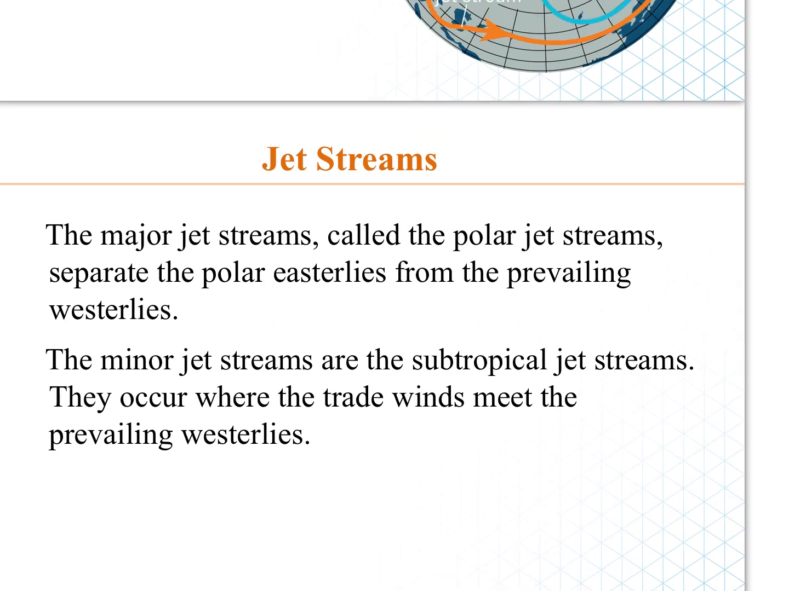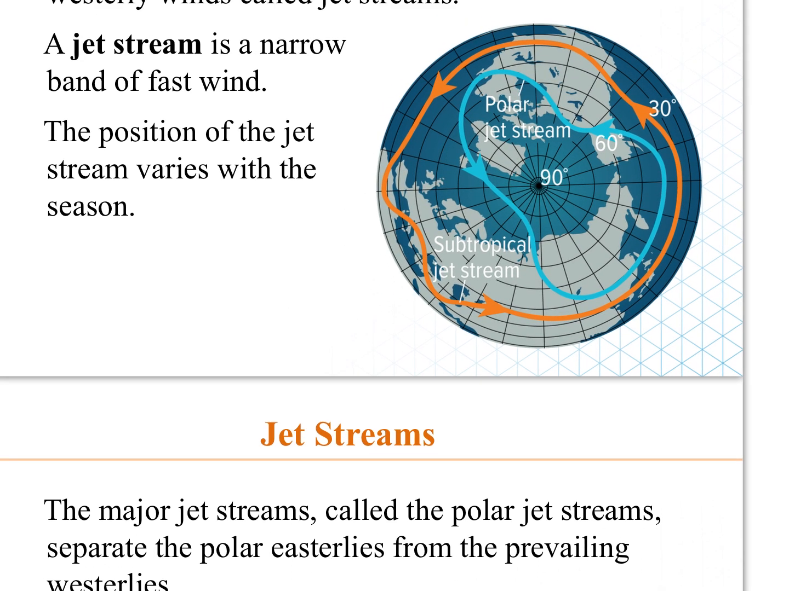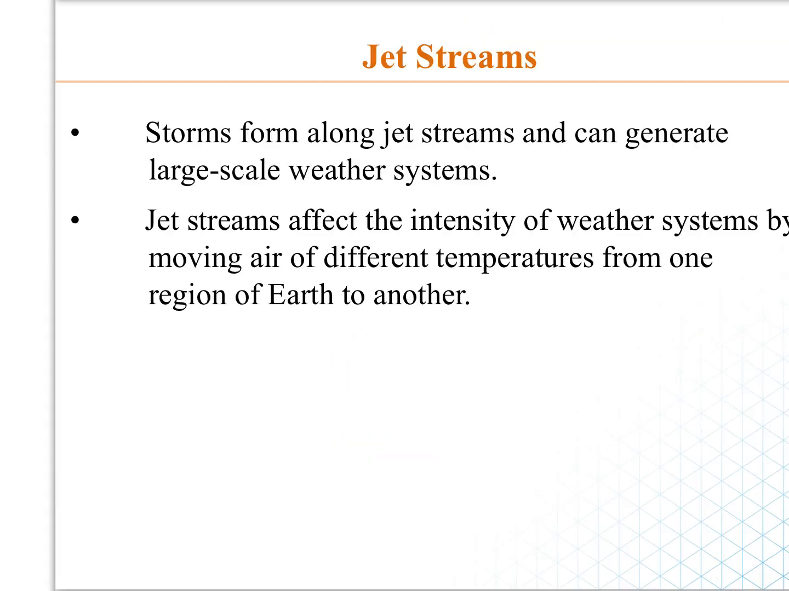So minor jet streams are subtropical jet streams, right? That's just getting a little technical for right now. I'll expound on that when I see you guys on Thursday. Just to wrap this all up, storms fall along jet streams and can generate large-scale weather systems. So when we pay attention to the jet stream, when you look at the forecast this time of year, it'll actually show you where the jet stream is, and if it's dipping down, what the effects are. If it's pushing up, what the effects are.